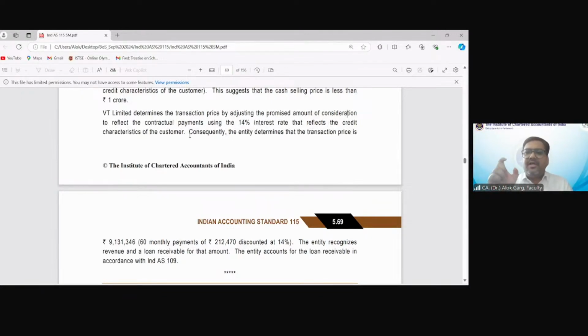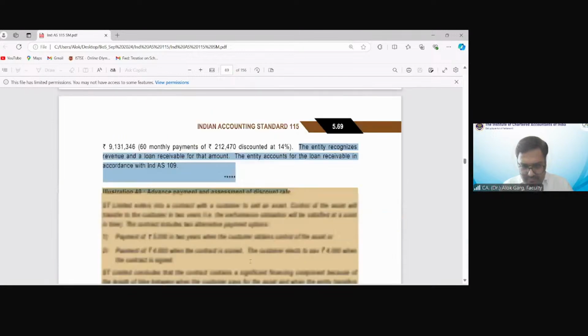The incremental borrowing rate post transaction is 14%. Consequently, the entity determines that the transaction price is rupees 91 lakh 31,346. With monthly payments of 2 lakh 12,000, I'm not able to arrive at this 91 lakh, so my calculation is going wrong.